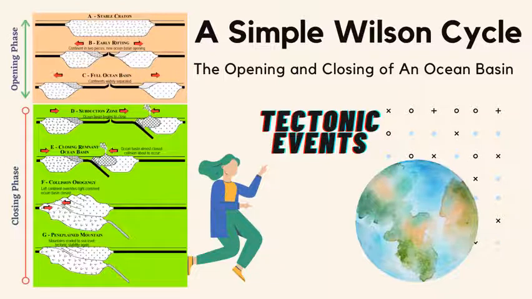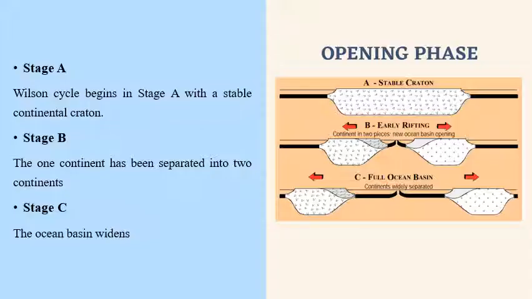So first, as you can see here, this is the figure of a simple Wilson cycle. These are the tectonic events and processes in terms of the Wilson cycle. There are two phases to the Wilson cycle. The first one is the opening phase and the second one is the closing phase. Basically, the Wilson cycle is the opening and the closing of the ocean basin. And then what happens there? It is all part of the process.